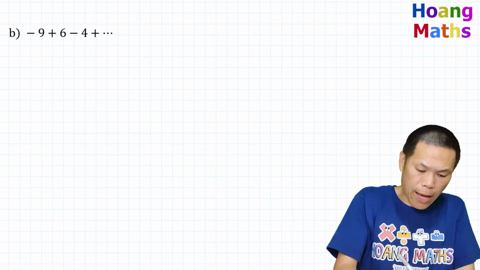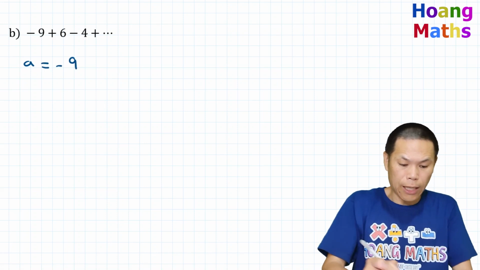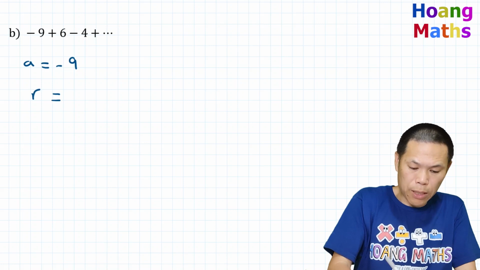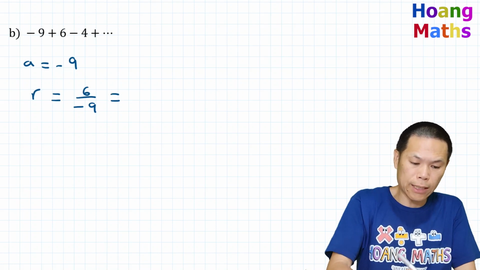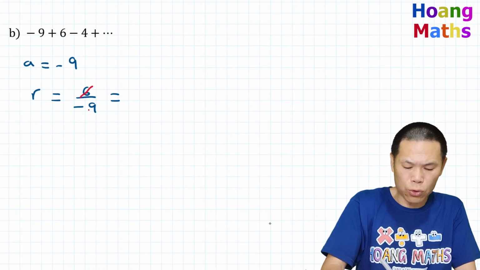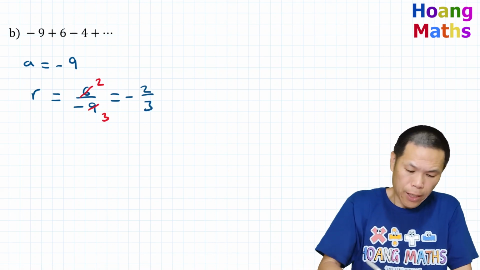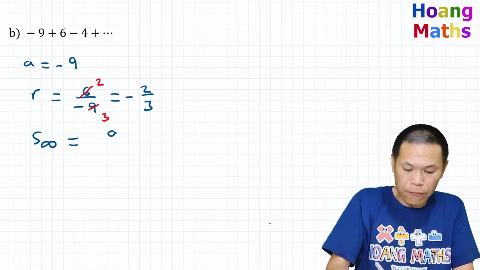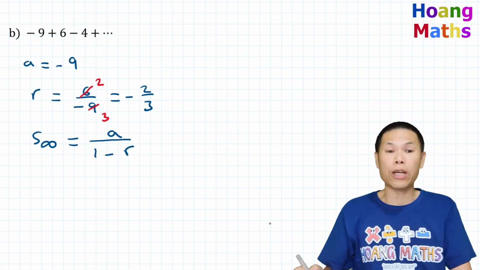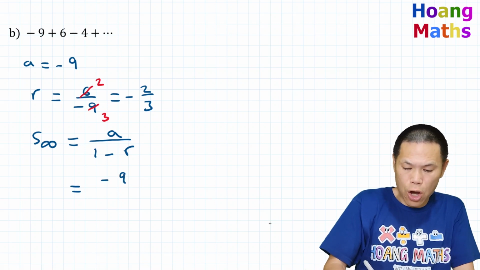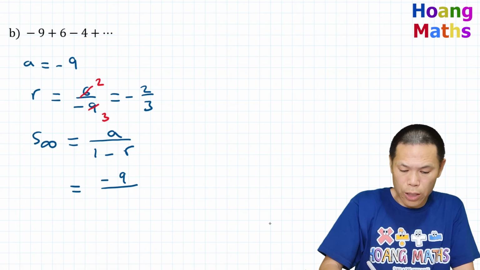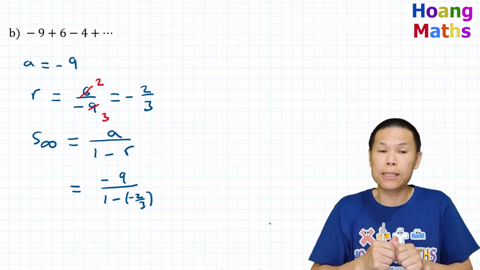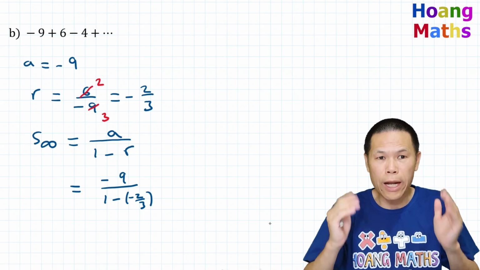Second one. So we know that A is -9. And the common ratio, R, will give me 6 over -9. Of course, I can simplify this by simply dividing both by 3. That gives me 2 and 3, so -2/3. And we know that the sum of infinity, or limiting sum if you like, is the first term over 1 minus the common ratio. So A is -9 and the common ratio is -2/3. So 1 minus -2/3. Of course, 1 minus -2/3 is exactly the same as 1 plus 2/3, so that gives me 1 and 2/3.